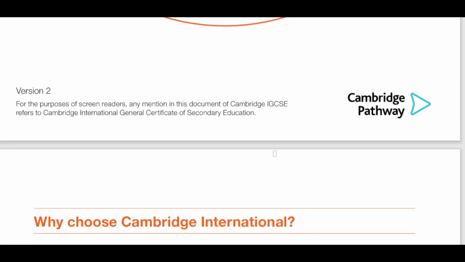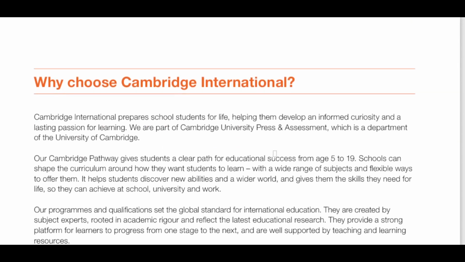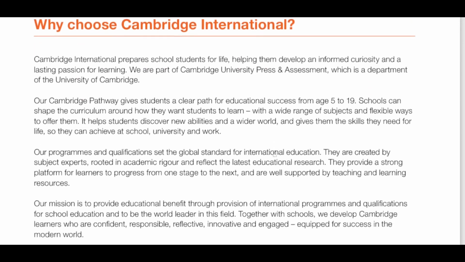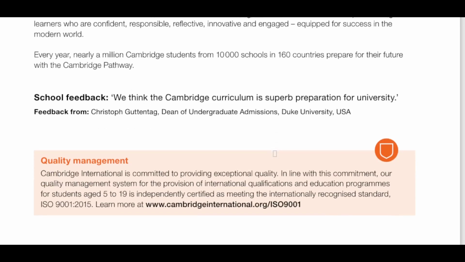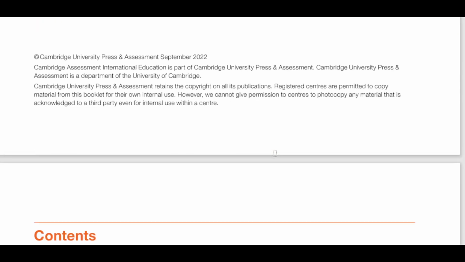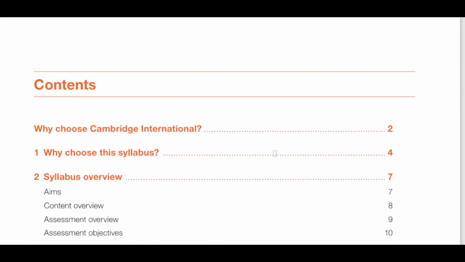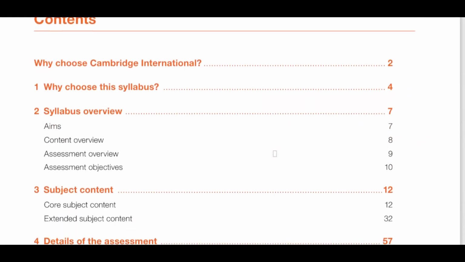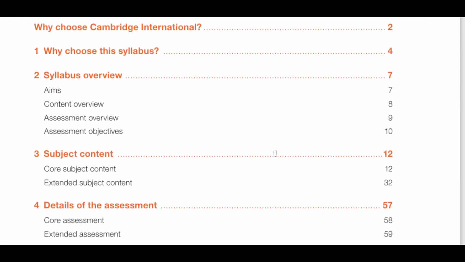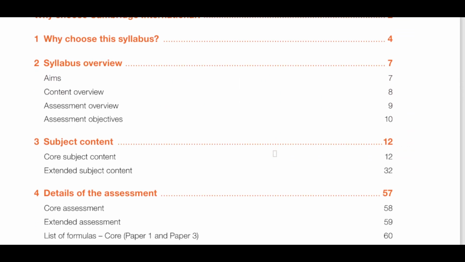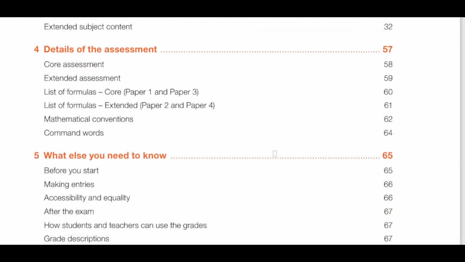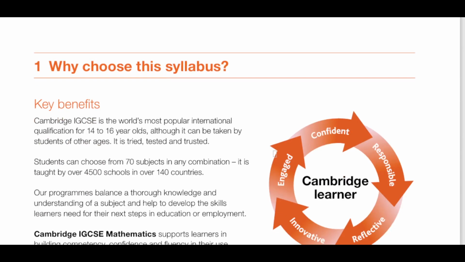Okay, so let's start. Here we have "Why choose Cambridge International". This is just general information. I will put the link of this syllabus in the description. You can go through the whole content. So I'll just give you the overview of this syllabus here. This is the content that we have in the syllabus.